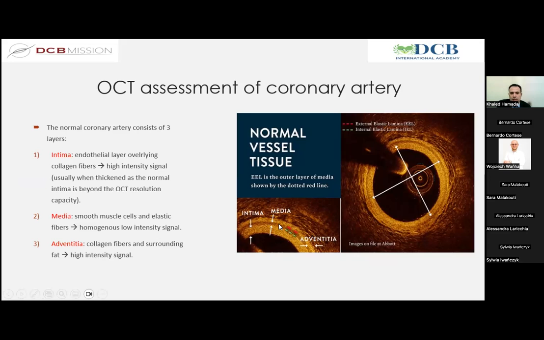This is the media, bounded externally by the red dotted line, which is the external elastic lamina, and the outer layer is the adventitia. Internally, the internal elastic lamina is shown in green dotted line, and the inner layer is the intima. Usually the normal intima is beyond the OCT resolution. However, it can be seen if it is thickened. If the intima is thickened, it gives a high intensity bright signal like this.